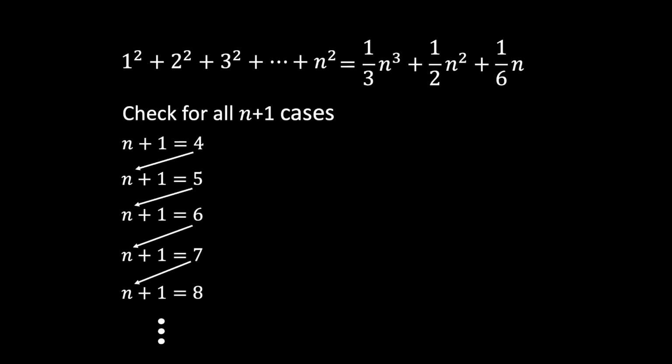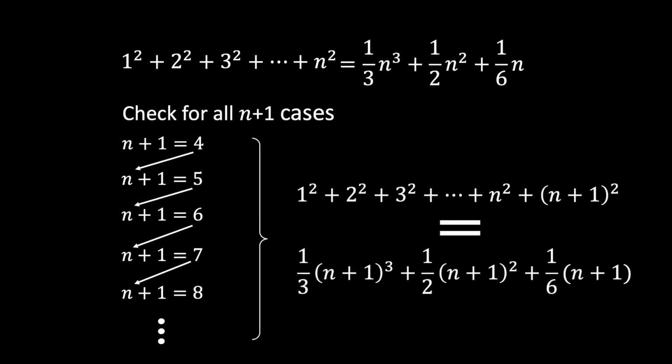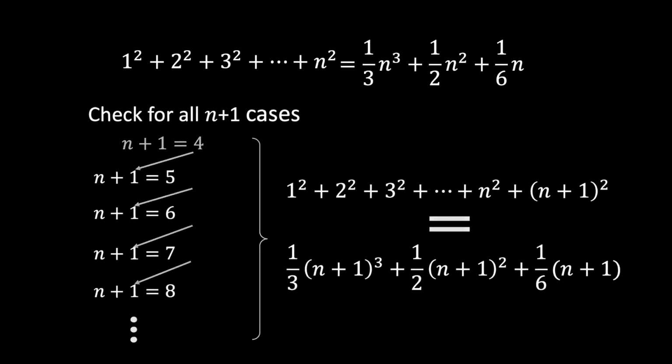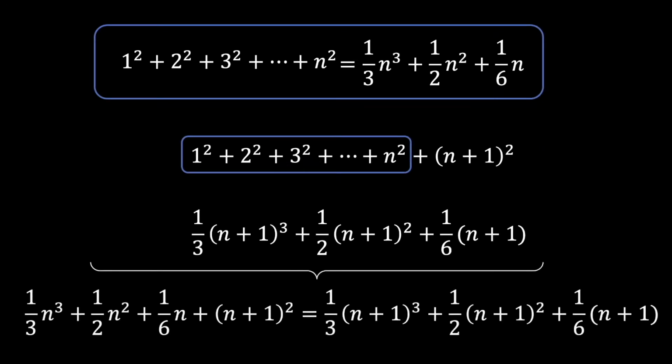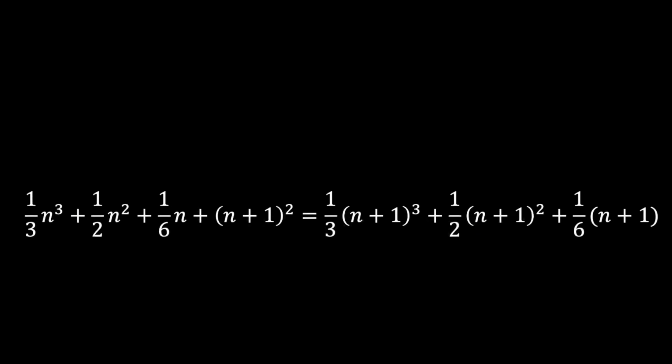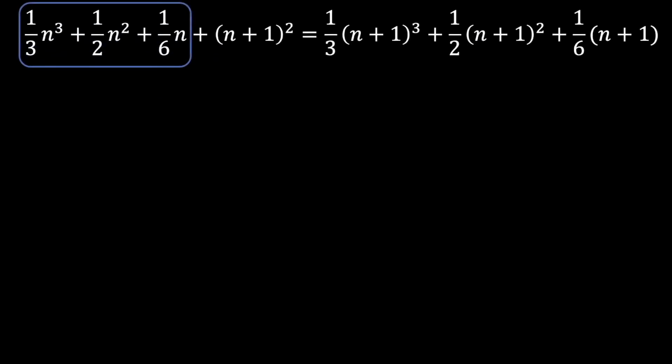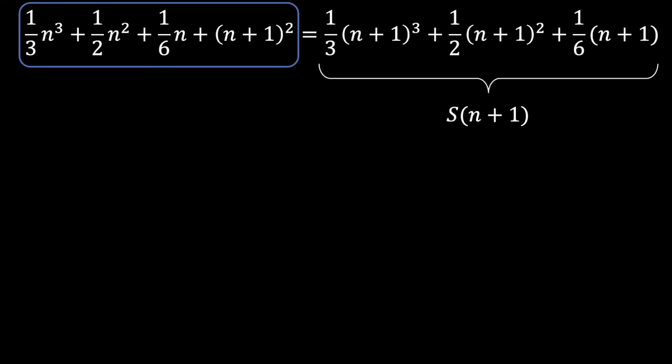To put it in perspective, this is what needs to be true in order to get all the n plus 1 cases checked. But notice that these parts are actually the same. So by substitution, we get the following equation. Recall which assumptions were made so far. Our formula works for any integer n, and if we add the next term n plus 1 squared, then the formula must successfully predict the next value.